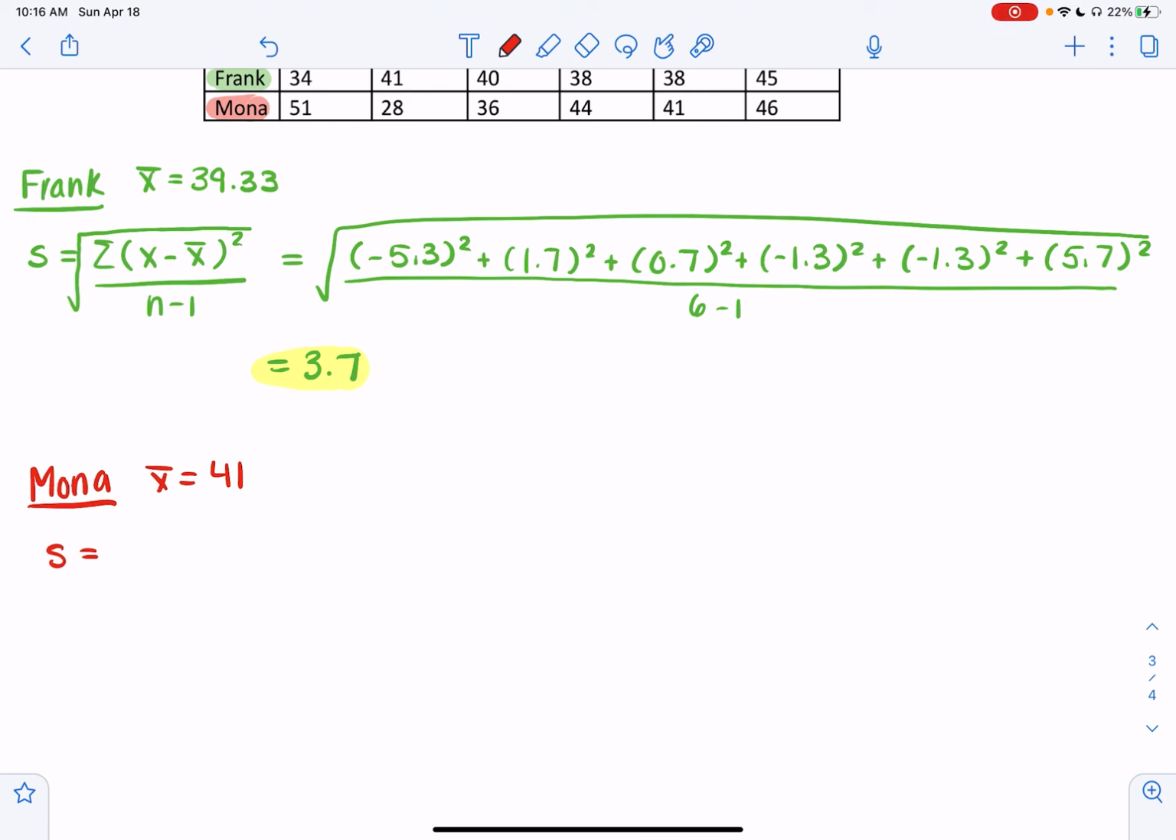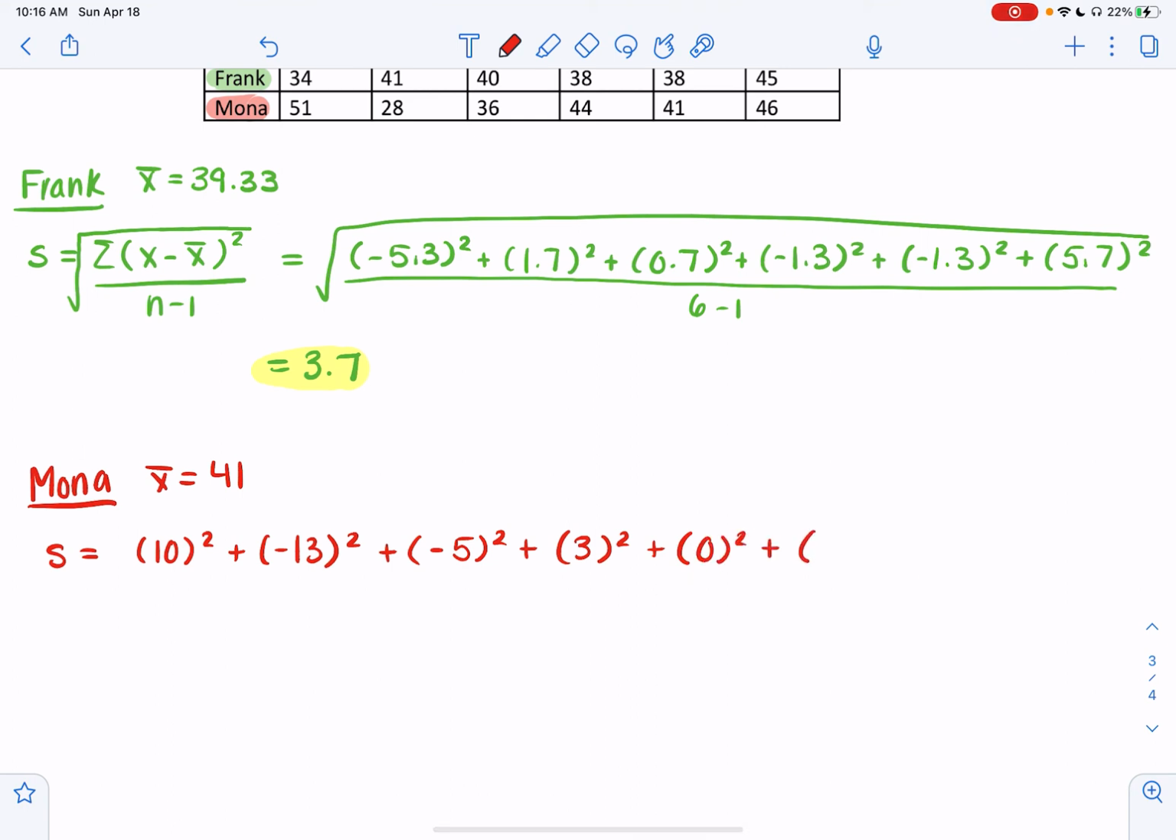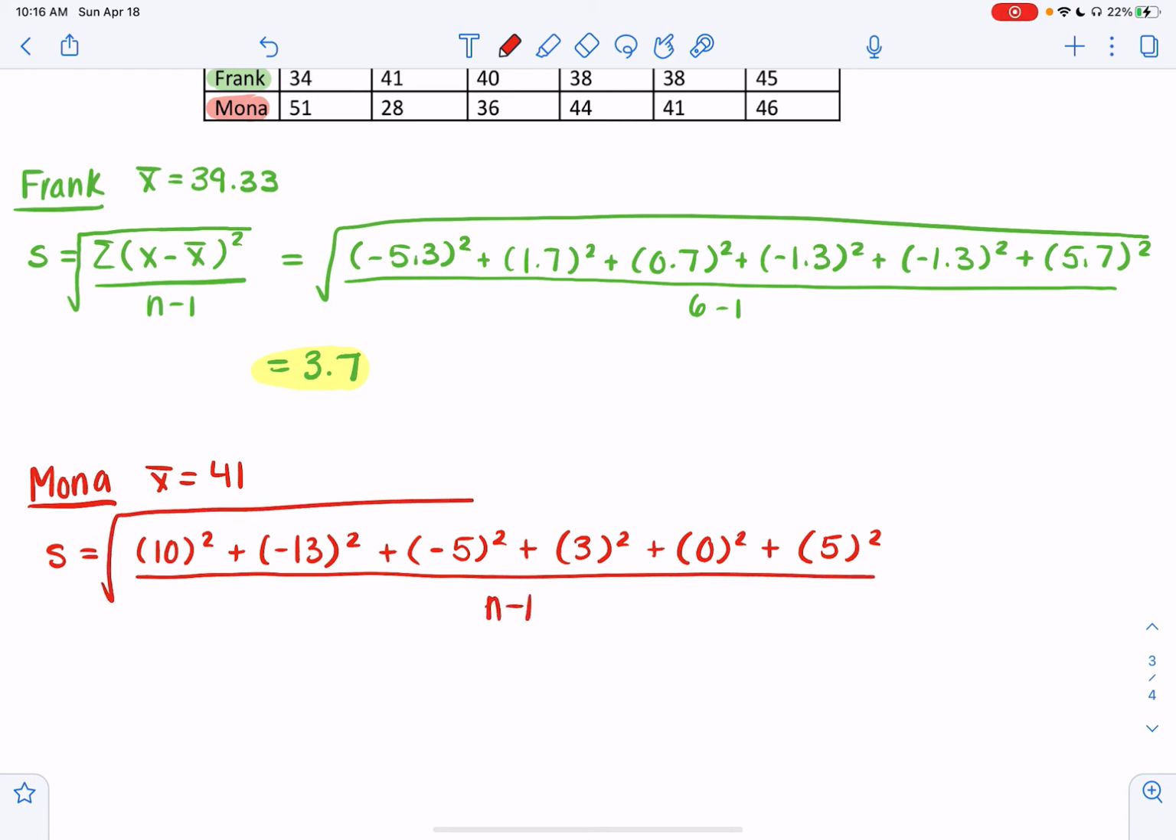So 51 minus 41 is 10. 28 minus 41 is negative 13. Then we have 36 minus 41, which is negative 5. Then we have 44 minus 41, which is 3. Then we have 41 minus 41, which is 0. And we have 46 minus 41, which is 5. Then we divide this whole thing by n minus 1, and we square root it.